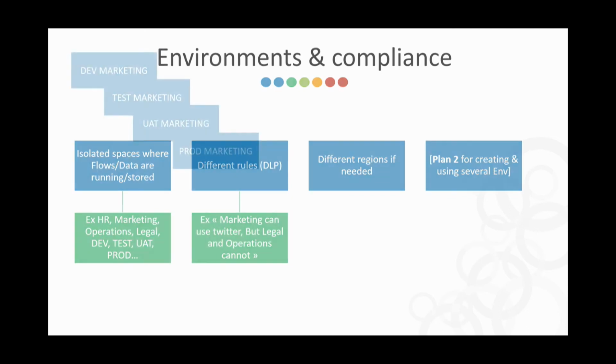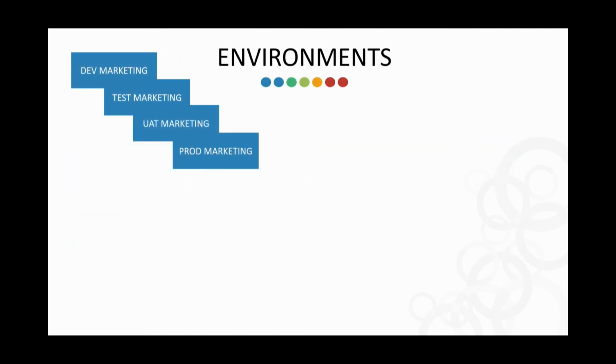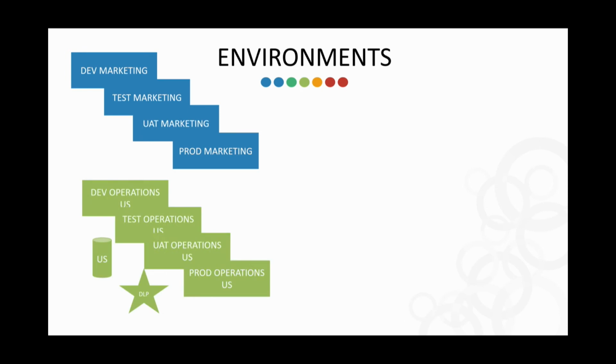So, for example, you can create an environment for dev marketing, an environment for test marketing, an environment for UAT marketing, an environment for production marketing. You can do that for dev operations, test operations, UAT, production, etc. You can even have an associated database. We call that the Common Data Service. And you can specify this: in this environment, I want it to be localized in, for instance, Europe. And then when you create it, the database will be stored in Europe and your flow will run in Europe. For some companies, that is important.